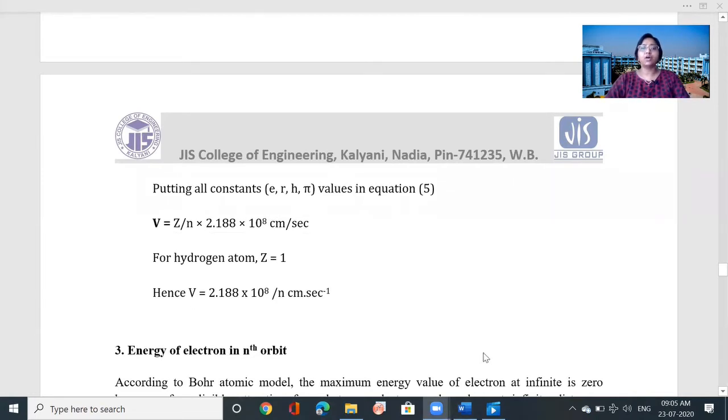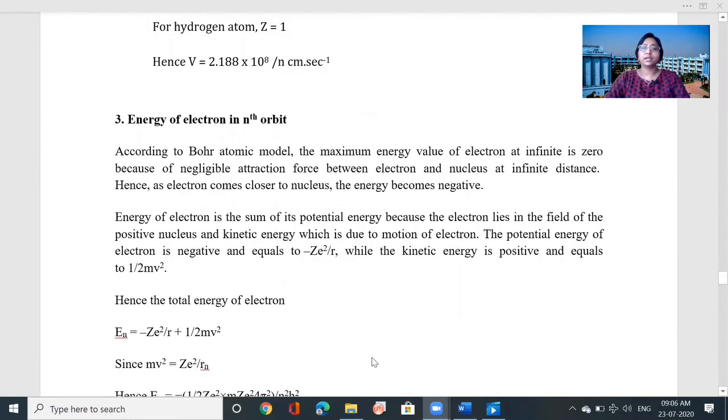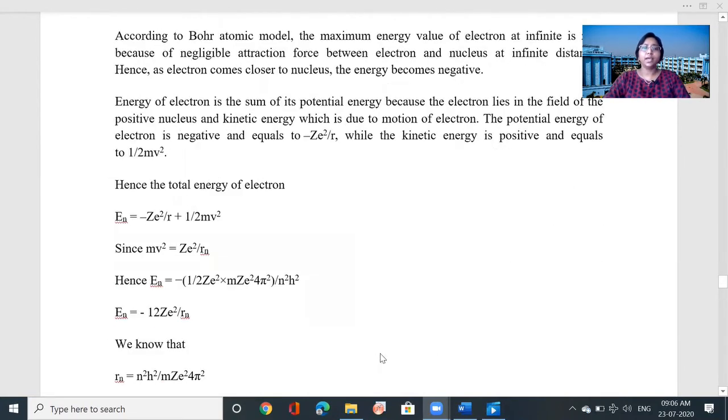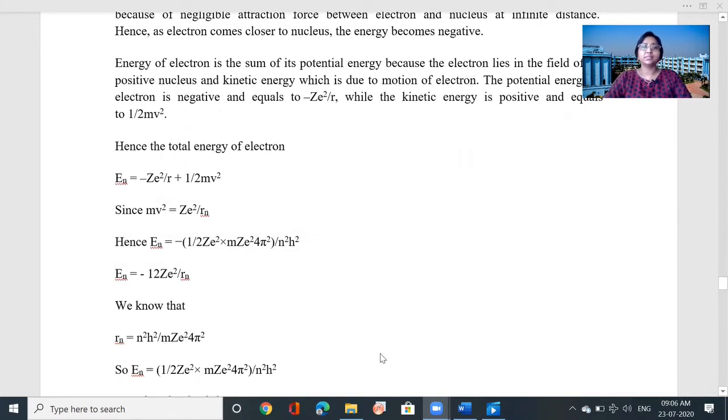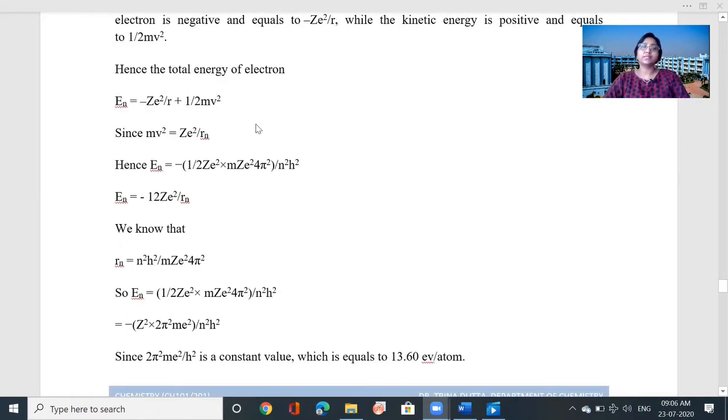Next is the energy of an electron in the nth orbit. How can we calculate the energy? En is equal to minus Ze square by r plus 1 by 2 mv square. Since you know that mv square is equal to Ze square by r, hence we can write En in this expression, and we get En is equal to minus 1/2 Ze square by rn.